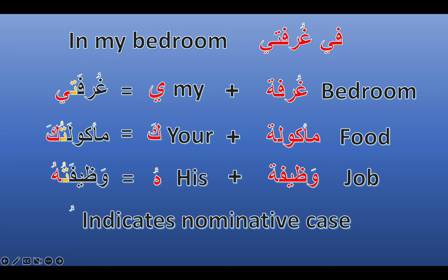Now notice this dhamma here that we have before we add the possessive suffix on top of the ta. This indicates that it's in a nominative case. Now you don't need to know this for now, it's just so you understand why there's a dhamma. For example, my name, ismi, your name, ismuka. We have the dhamma before the possessive suffix to indicate what case we're in. We'll see this later, so don't worry about it too much for now.